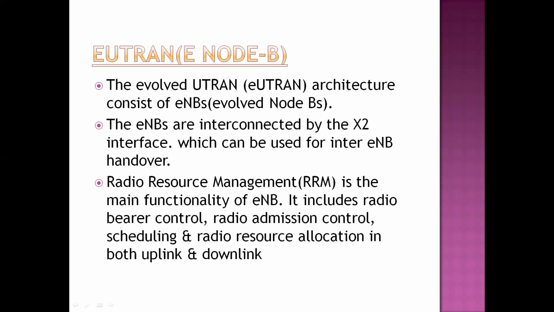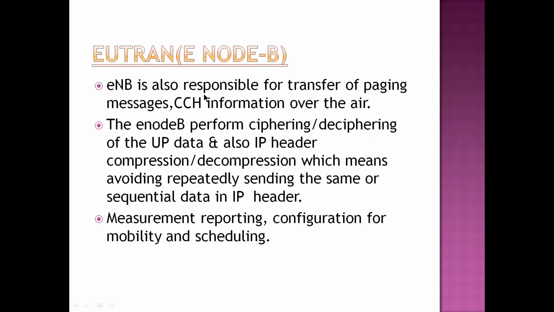Okay, now you can write down in your notes what are the functionalities in eNode B. Just a second. eNode B is responsible for transfer of paging messages. eNode B performs ciphering, deciphering of user plane data and also IP header compression.